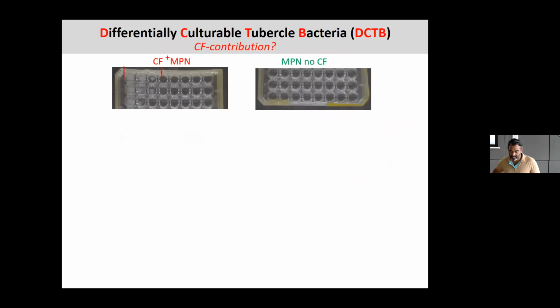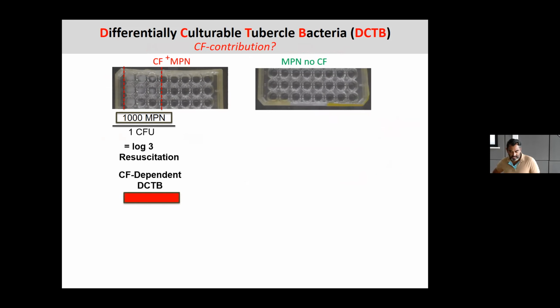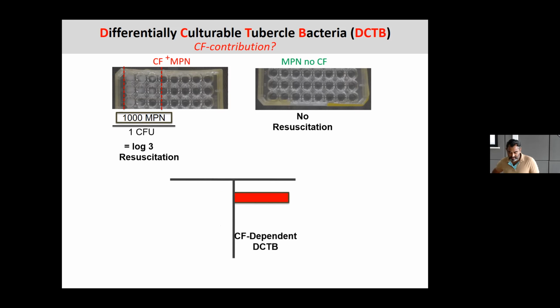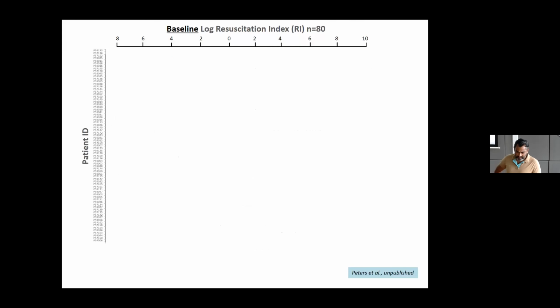So you go through, you pick out the positive and negative growth. This gives us 1,000, most probable number. There were no colonies here. This person only had DCTB. And so we say there were 3 log DCTB, and they required culture filtrate to grow, right? And you can put that as a little red bar, and then there were no bacteria that grew under normal conditions.